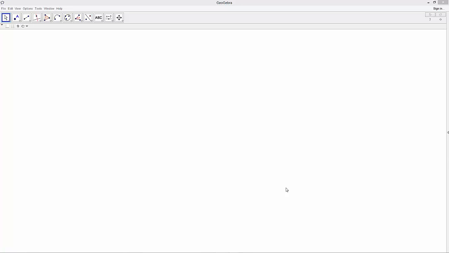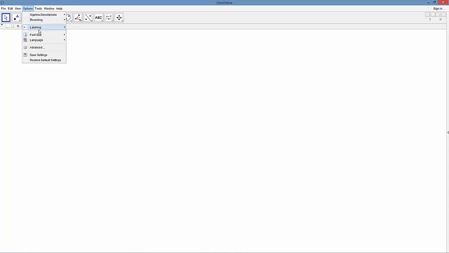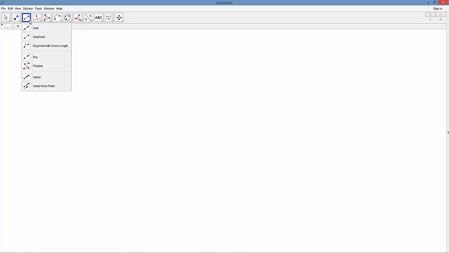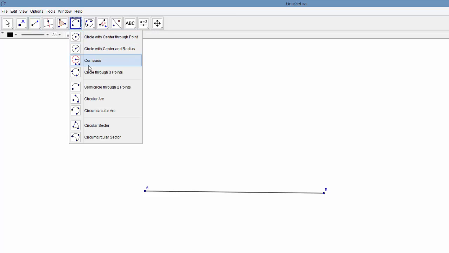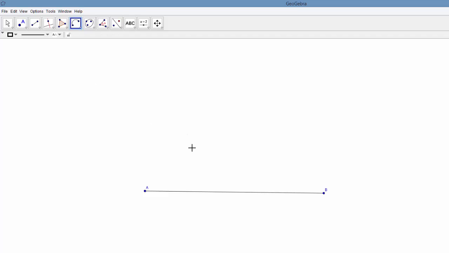So we want to be in geometry perspective, which I'm already in, and for options, we want to label new points only. So the first thing that you want to do is create a line segment. This can be any old line segment that you want. And so once you've created your line segment, we're going to use a new tool. We're going to do semicircle through 2 points.